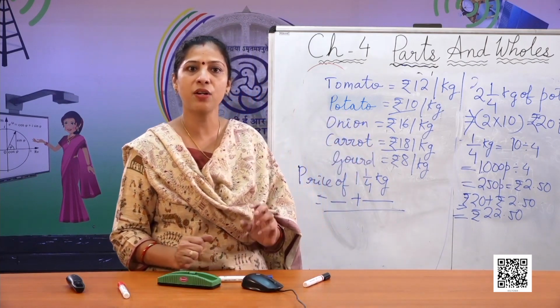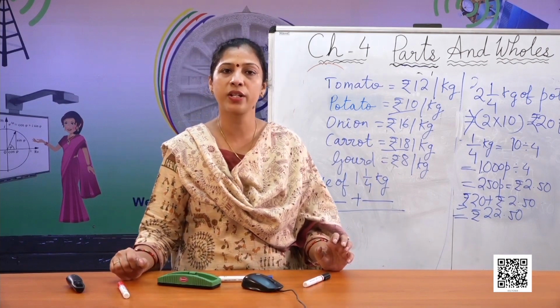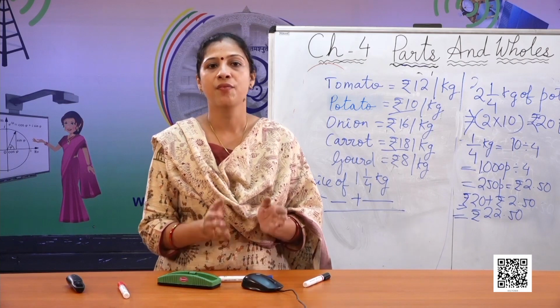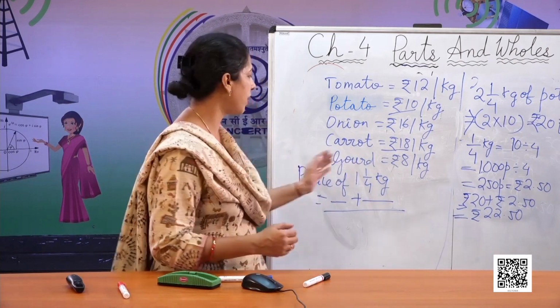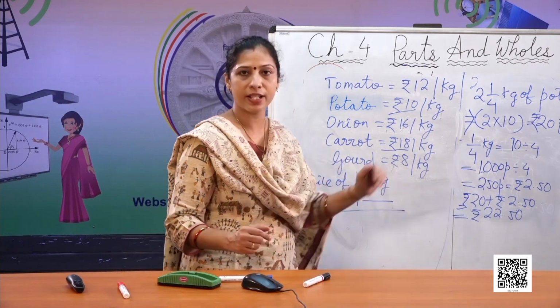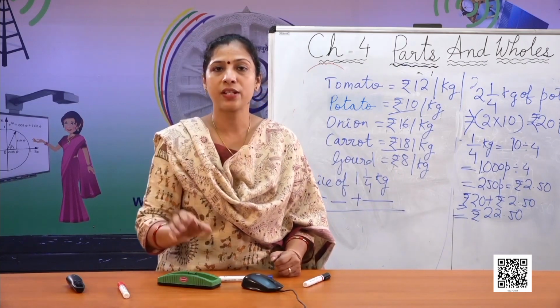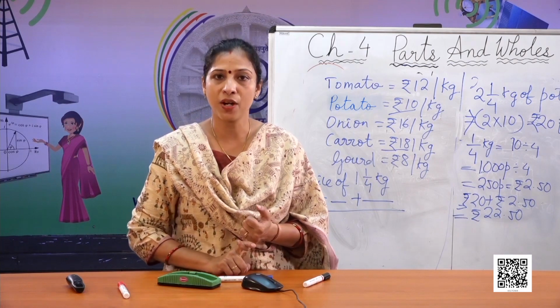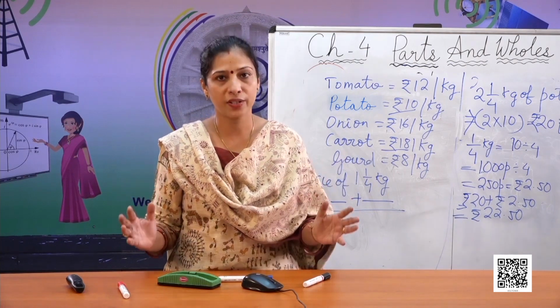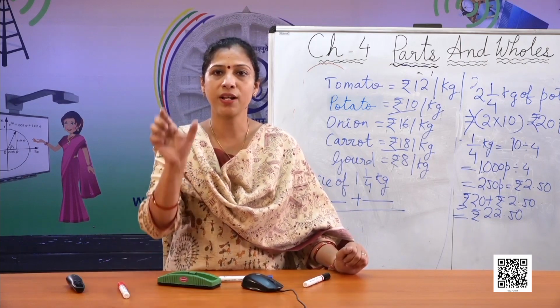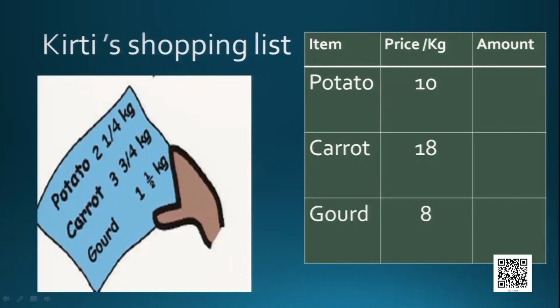Similarly, you can find out 1.5 kgs of gud by finding out the price of half kg first, and then the price of 1 kg, which is already written. It is 8 rupees per kg. So just add it up, and then you can calculate the total amount for potato, total amount for carrot, and total amount for gud. So you find that total amount and you will get your grand total.